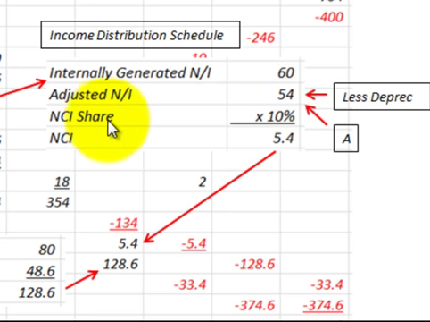So the non-controlling interest share would get 10% of that. So that would amount to $5,400. So the non-controlling interest for the consolidated income statement would be $5,400.